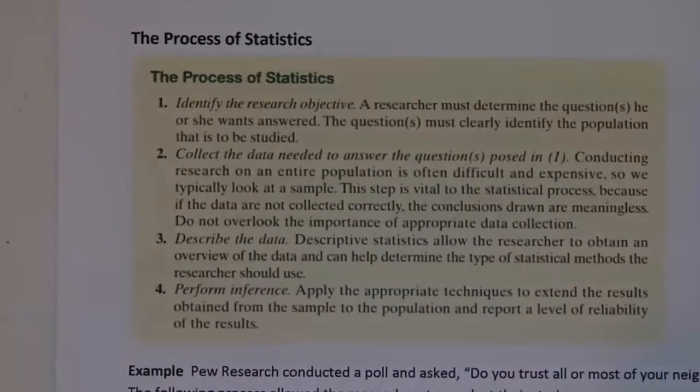So a researcher must determine the questions he or she wants answered. The questions must clearly identify the population that's to be studied. So again, we have a research objective. If my objective is to figure out what proportion of Lewis and Clark students are full-time students, then that would be my objective. That's my question.